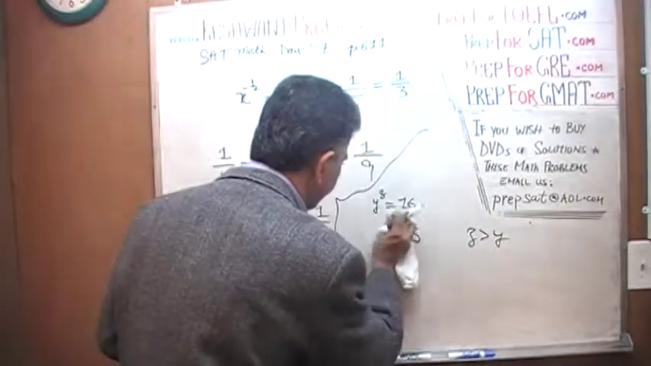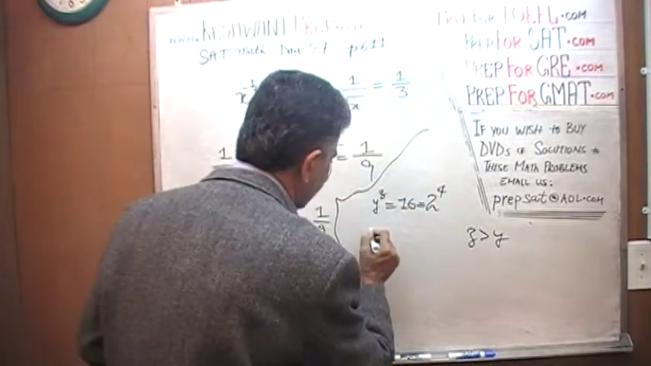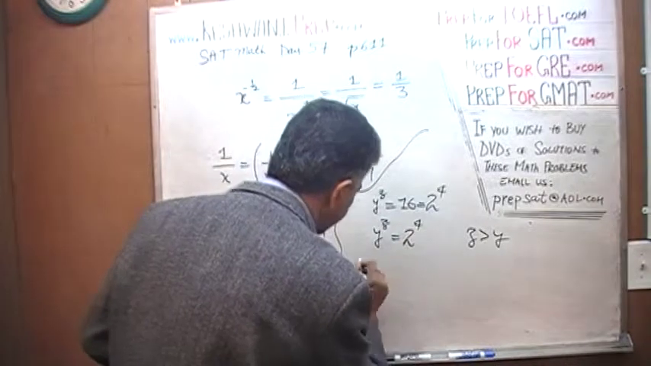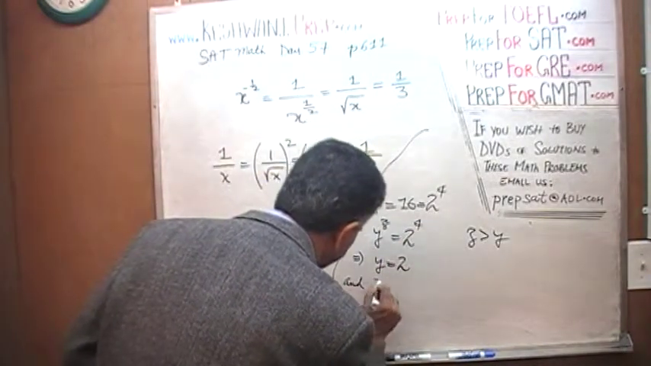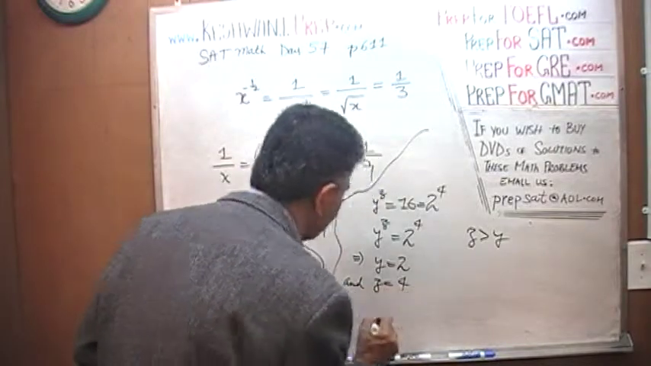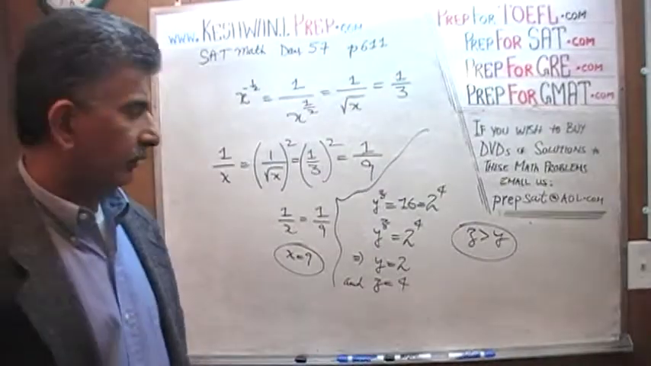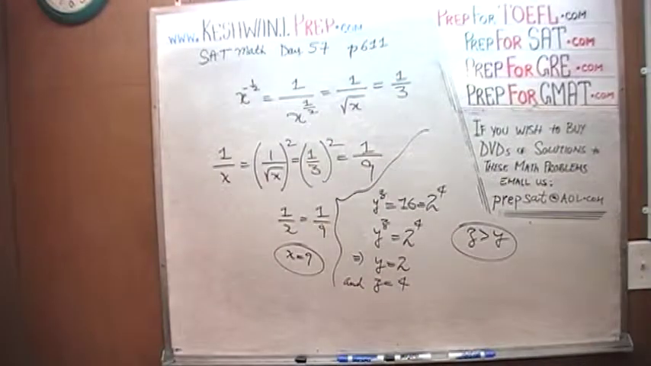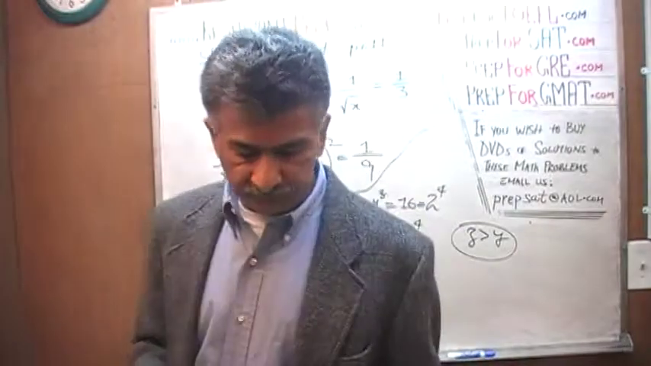So we can write 16 as 2 raised to 4. So y raised to z equals 2 raised to 4. That tells us that y is equal to 2 and z is equal to 4. And as you can see, z is more than y. We satisfy that condition and we find out that y is equal to 2 and z is equal to 4.